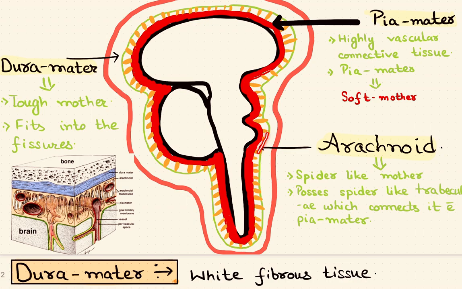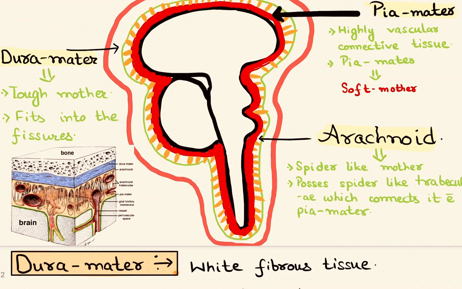The second layer which you can see in this diagram is the arachnoid. Arachnoid is the second layer after the pia mater, and it has a spider like appearance. Why spider like appearance? Because some trabeculae are present. These trabeculae connect the pia mater with the arachnoid membrane. As you can see, these are the trabeculae.